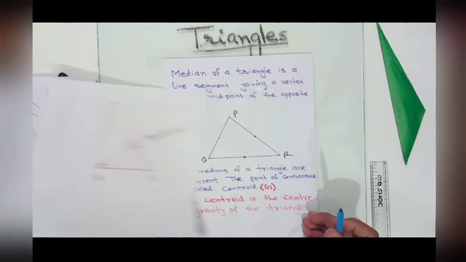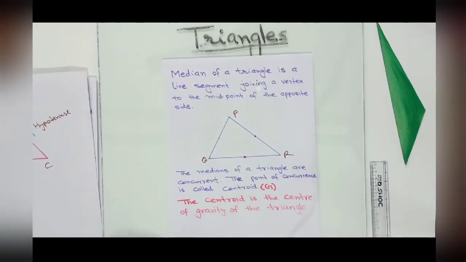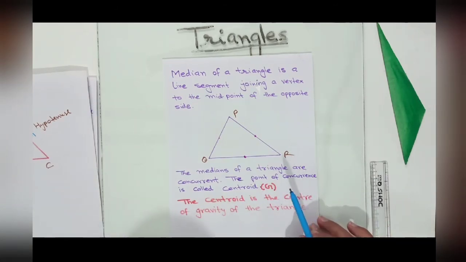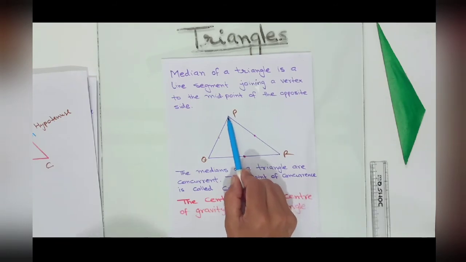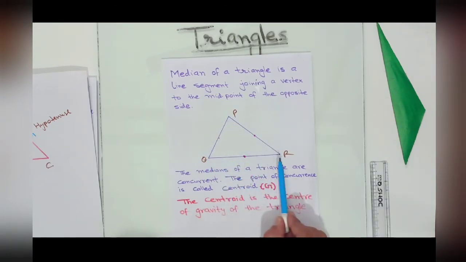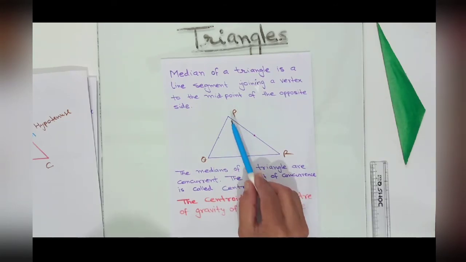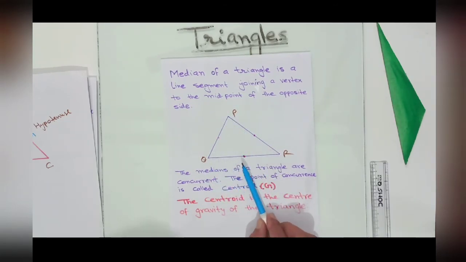Now another very important concept related to triangles is the median of the triangle, and it will be used in the coming lessons and coming topics. A median of a triangle is a line segment joining a vertex to the midpoint of the opposite side. Now here I have a triangle PQR. In this triangle we have three vertices P, Q and R. I have already marked the midpoints of the sides.